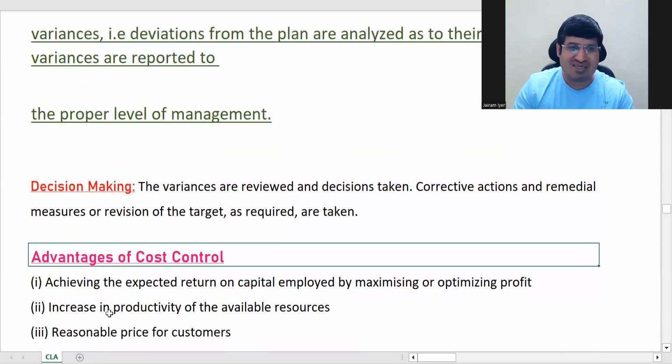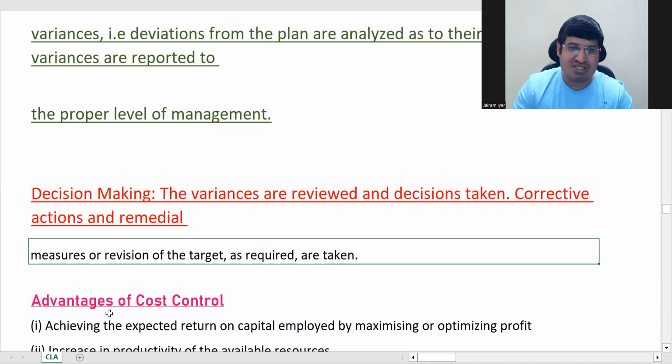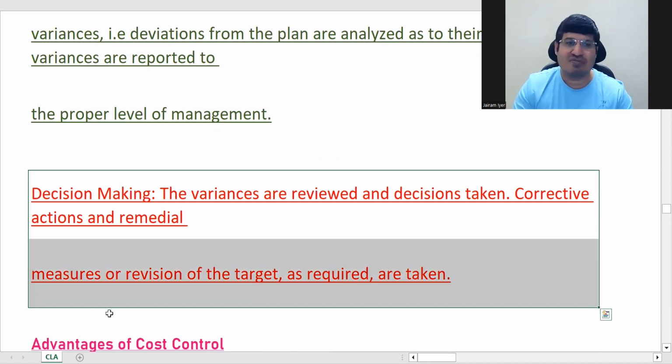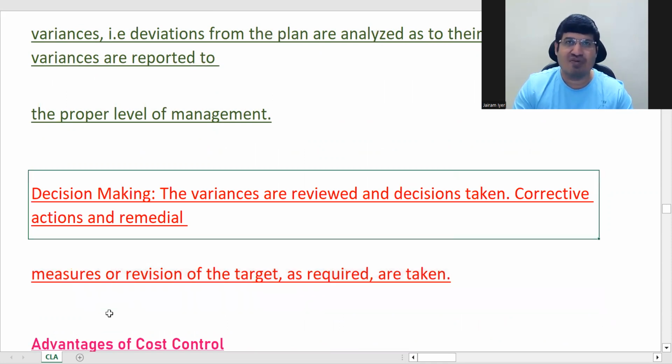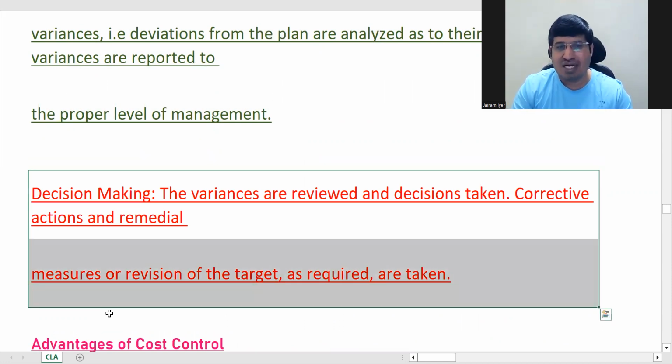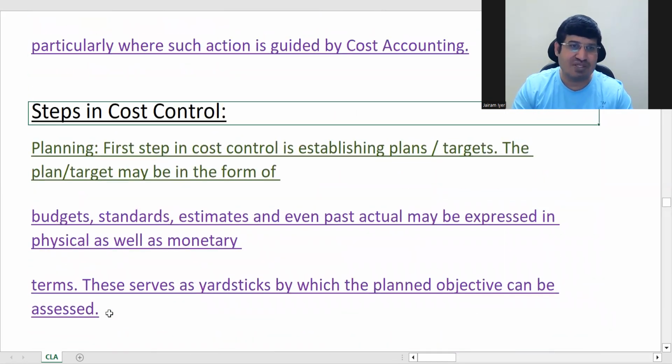Last is decision making. Variances are reviewed and decisions are taken. If corrective actions are needed, then they are taken. So this is the action of the top level manager, or whoever is the head of that activity. Whichever level is the head of that activity, they will take decisions and corrective actions. Fine. So these are our steps in cost control.